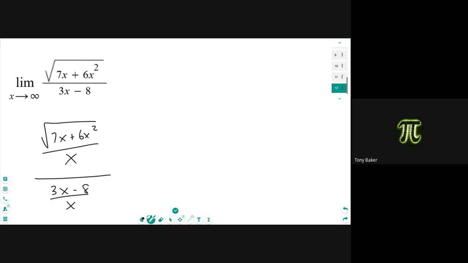top by x. You'll notice I did not put it under each piece yet because of that square root. That makes my life a little more complicated. Bottom is simple. 3x over x minus 8 over x. That one works out nice. This one, I need to put inside the square root.